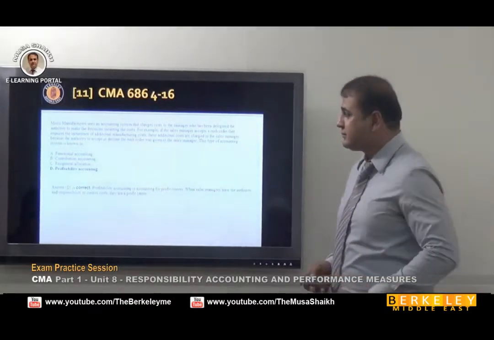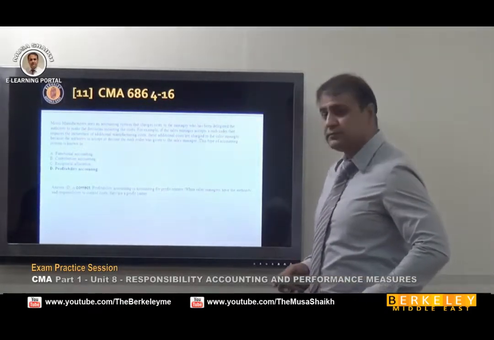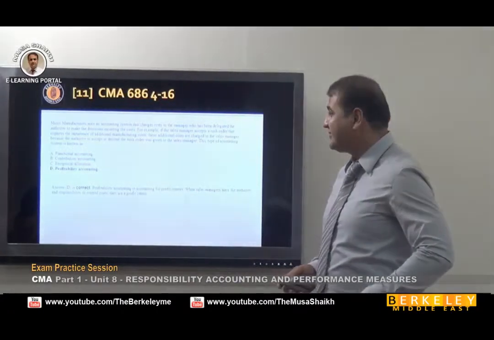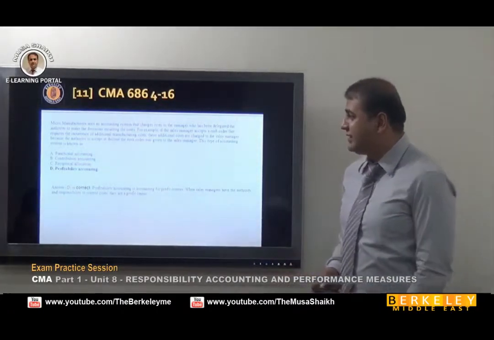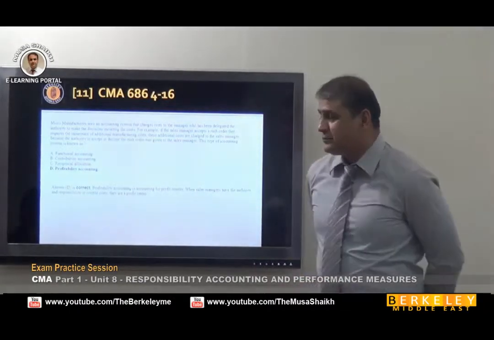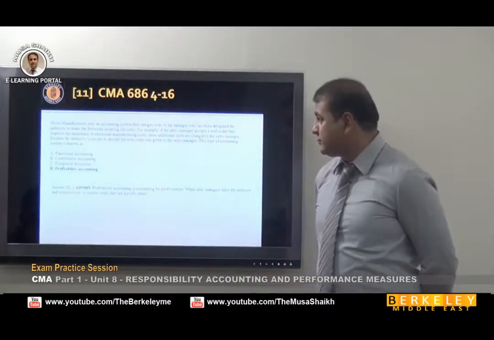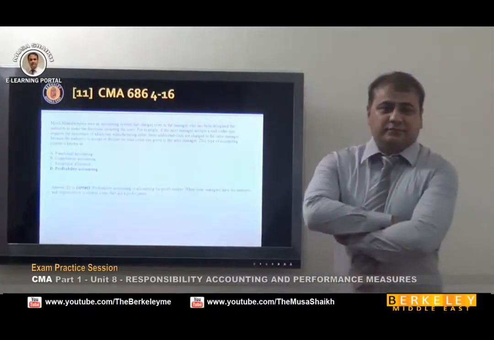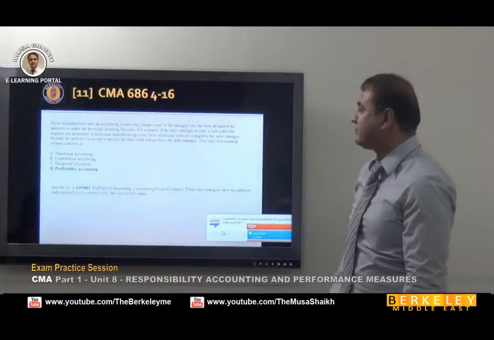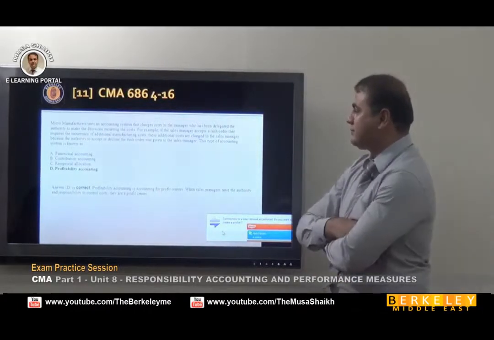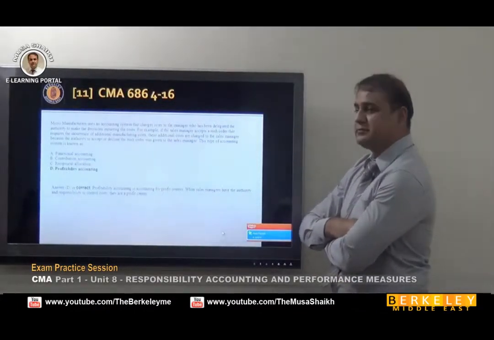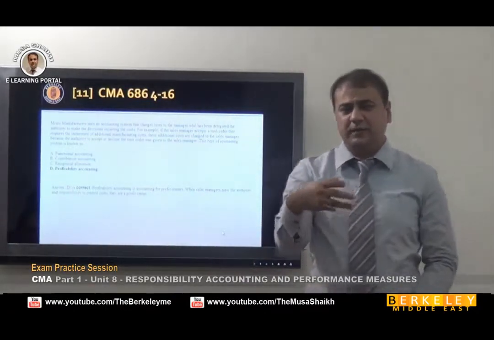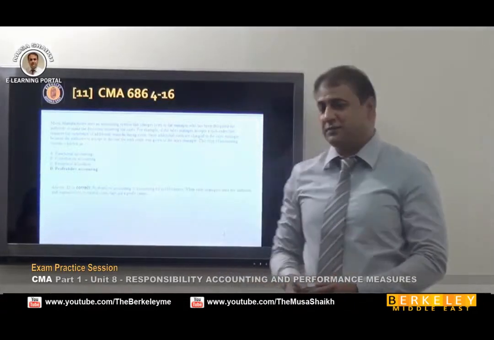A manufacturer uses an accounting system that charges cost to the manager who has been delegated the authority to make the decisions incurring cost. For example, if the sales manager accepts a rush order, the authority to accept or decline the rush order was given to the sales manager. This type of accounting system is known as, yeah, what is decentralized, responsibility is being given, so that is responsibility accounting.